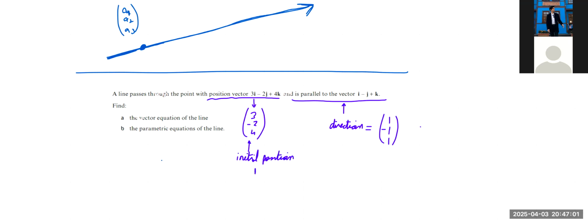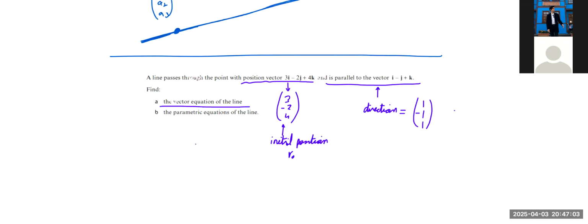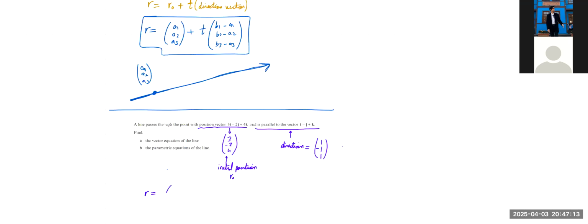Now, the vector equation of this line will therefore be R equals, what do you think? R equals the initial, so 3, negative 2, 4, plus t times (i minus j plus k). Where did that come from? There isn't a second point.